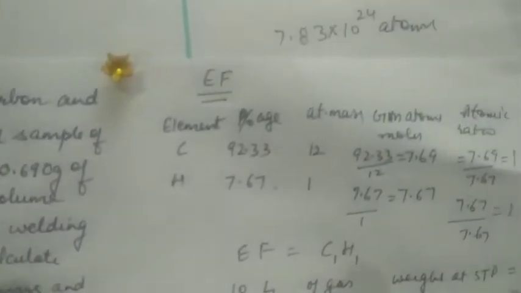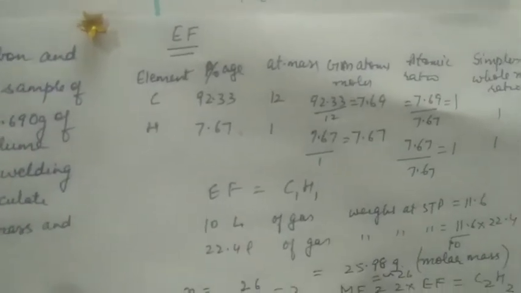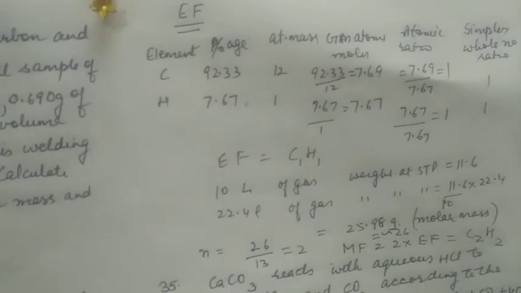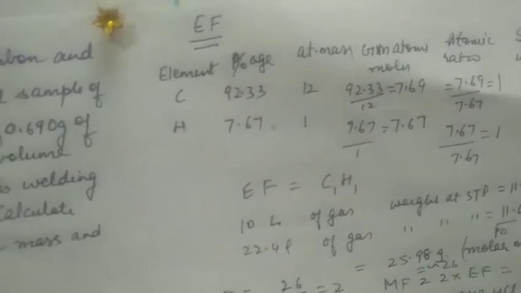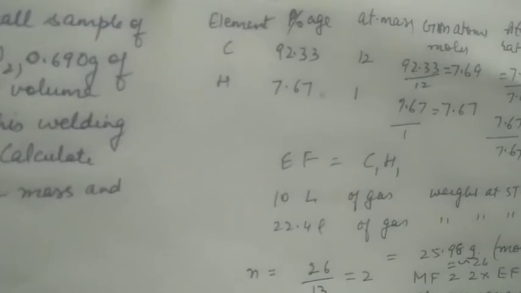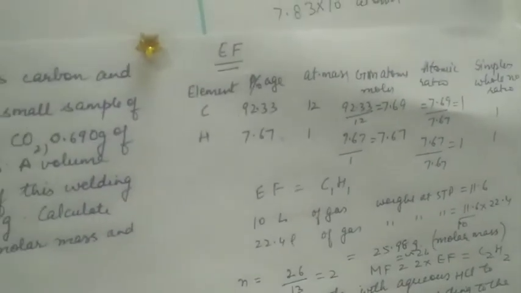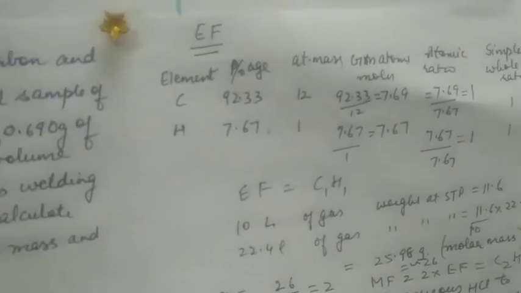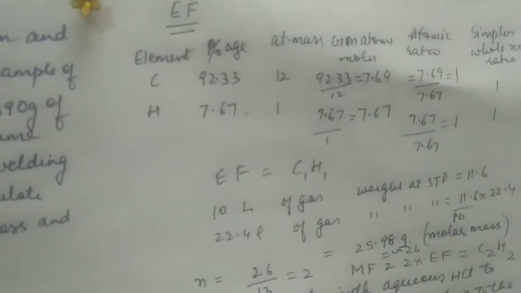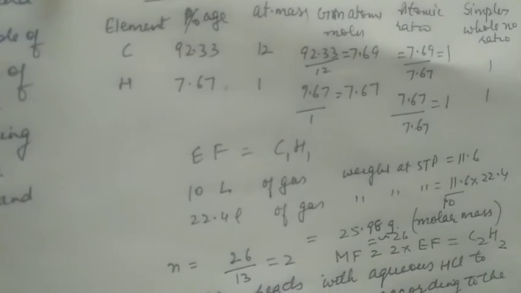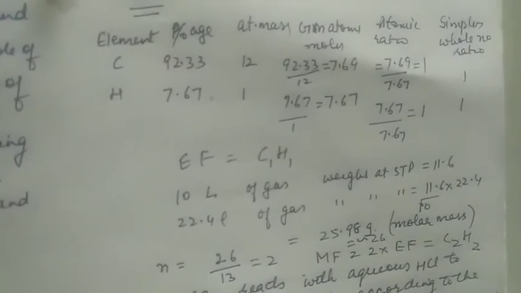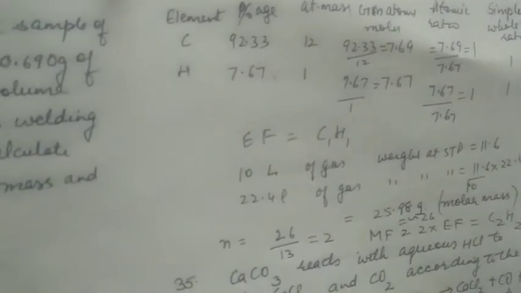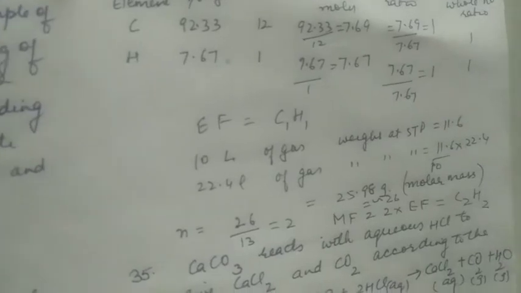So using these percentage compositions, we find out the empirical formula. Carbon has 92.33% composition. Hydrogen has 7.67% composition. So dividing by the atomic mass, we get the number of gram atoms, and dividing by the smallest number of gram atoms, we get the ratio 1:1. So empirical formula is C1H1.